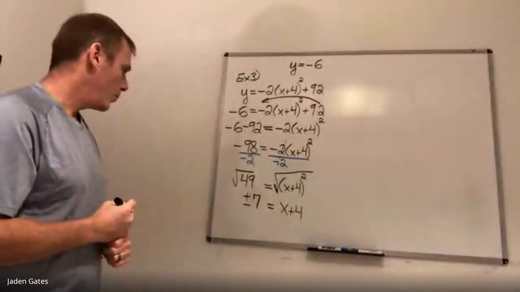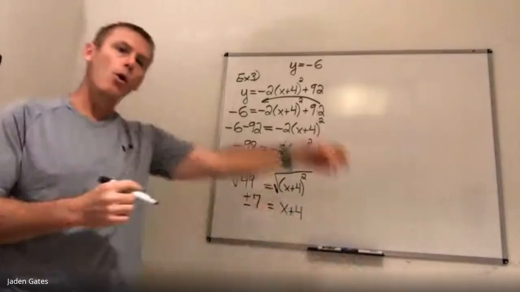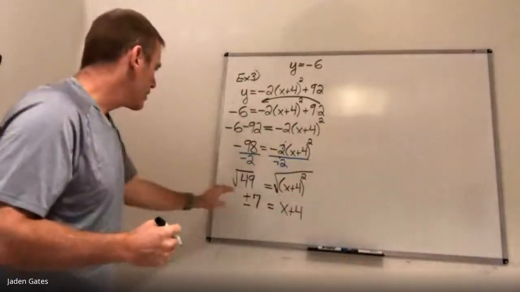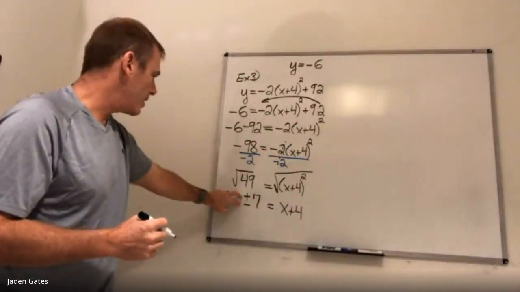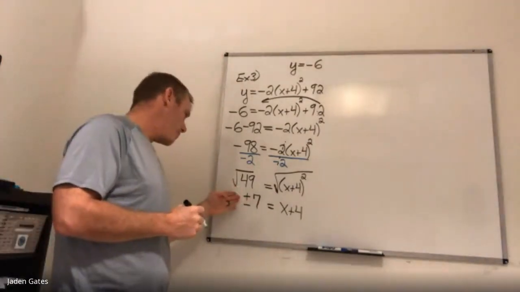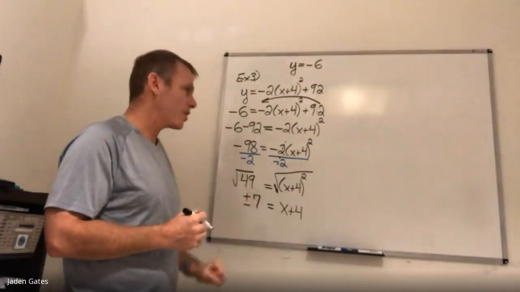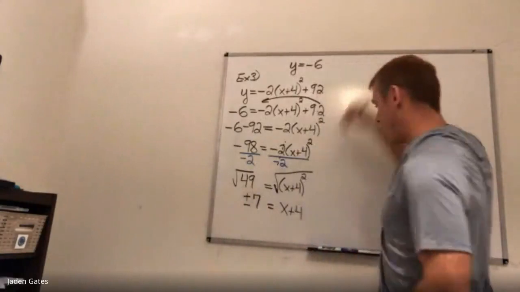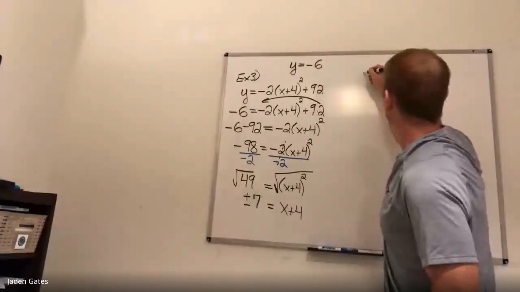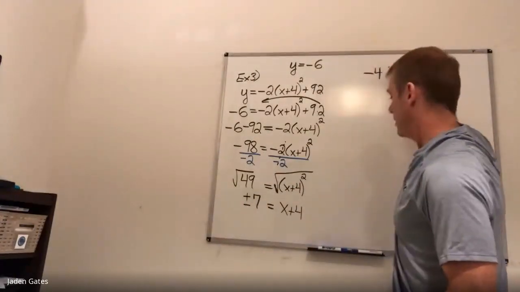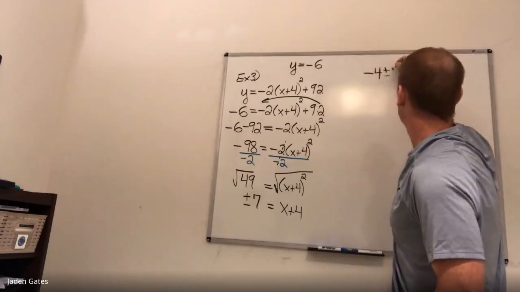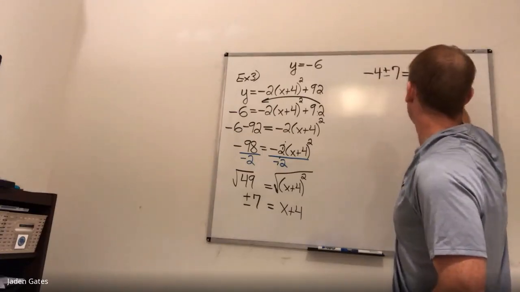All right. Still not done yet. Got to get the 4. Now I can move the 4 over nice and freely. But again, the most common mistake I see is you forget that it's plus or minus, so you got to remember the plus or minus is on the 7. And so I'm bringing the 4 over. It's going to be -4 plus or minus 7 equals x.